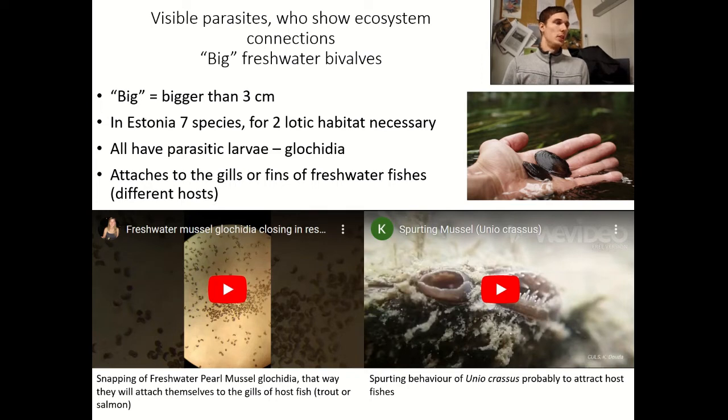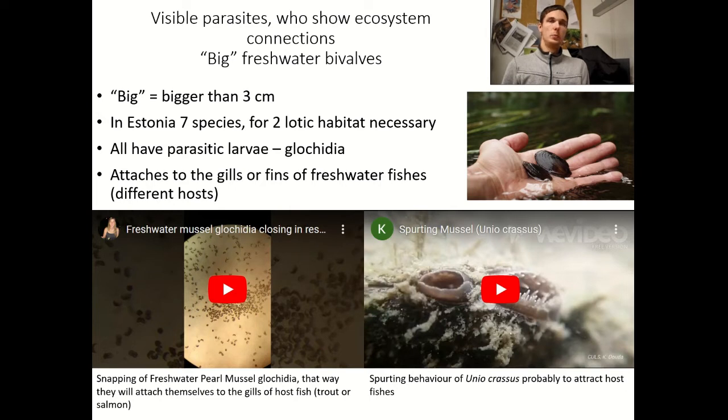So all the big freshwater mussels in Estonia have parasitic larvae called glochidia. That means every mussel that we find in a lake or in a river has lived in the beginning of its life as a parasite. And the big mussels here mean that the mussel, when it's adult, grows larger than 3 centimeters.